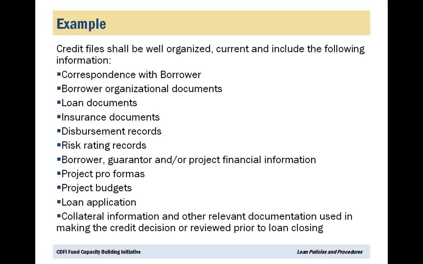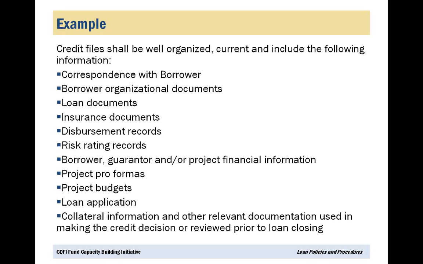They have this sense of the formality and the awesomeness of the credit file, and how it needs to be respected and it needs to be uniform. But if you didn't come out of a bank background, you might not have had that training. But good credit files are well organized, they're current, and they would include the following information. So here's a good list. It would include correspondence with the borrower, organizational documents, your loan documents, risk rating records, the project pro formas.